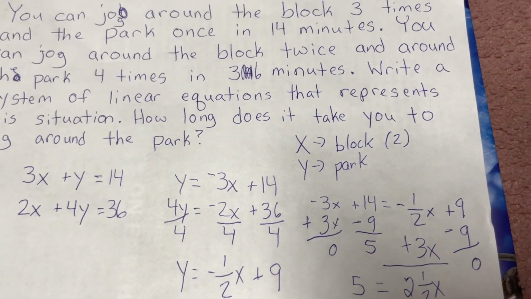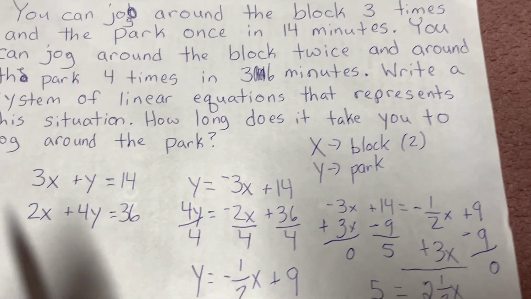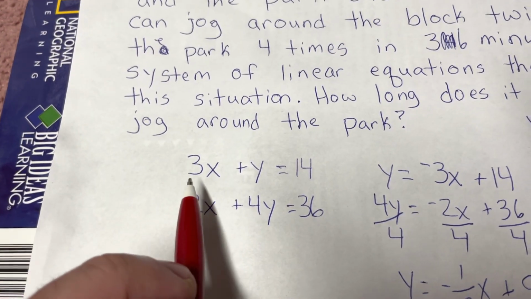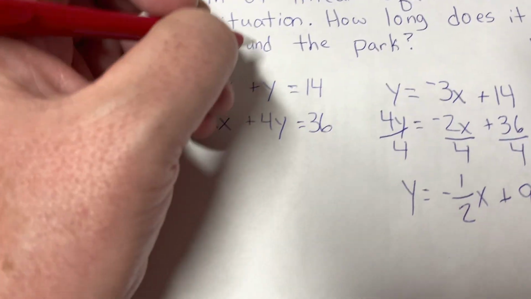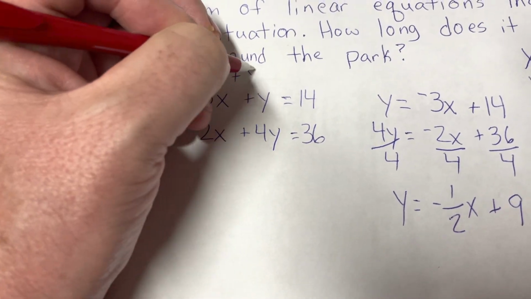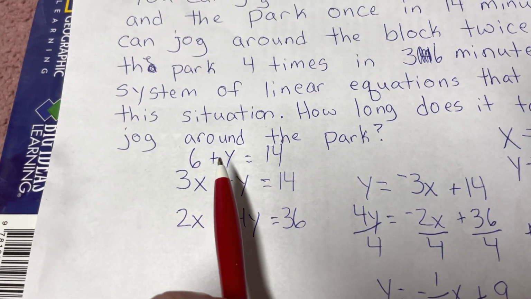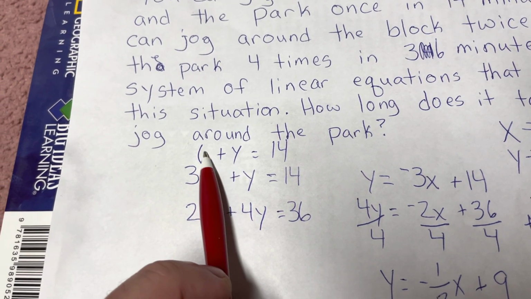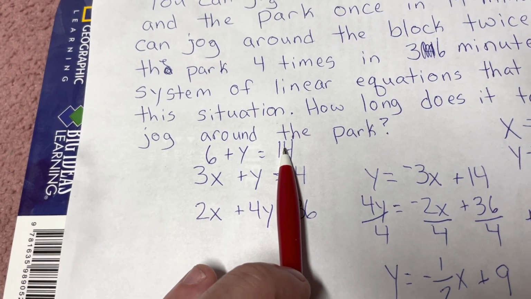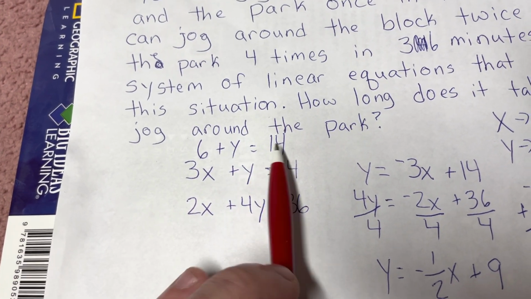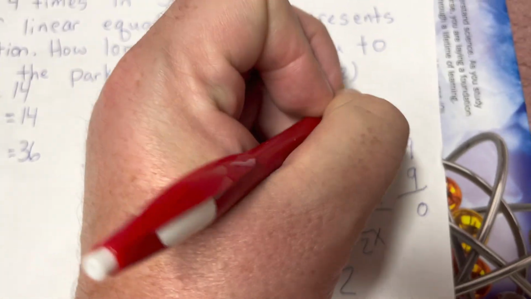Okay? But then I have to take that information and figure out how long it takes to run around the park. Well, if X is 2, if I go to this first equation, 3 times 2 is 6. Okay? So 6 plus Y equals 14. Well, sure enough, if I just do some mental math, if I subtract 6 from this side, that's going to give me 0, and then I subtract 6 from 14, that's going to give me 8. That's going to leave me with Y equals 8, which tells me that it takes 8 minutes to run around the park.